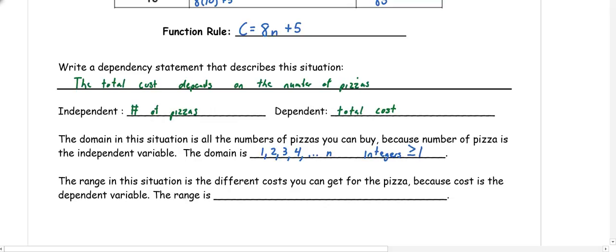The range in this situation is the different costs that you would get for pizza because it's the dependent variable. Remember, one pizza costs $13, two pizzas was $21. Notice that each time we add a pizza, our cost is going up $8, and we can continue using our function rule to figure out the cost. So 8n plus 5.